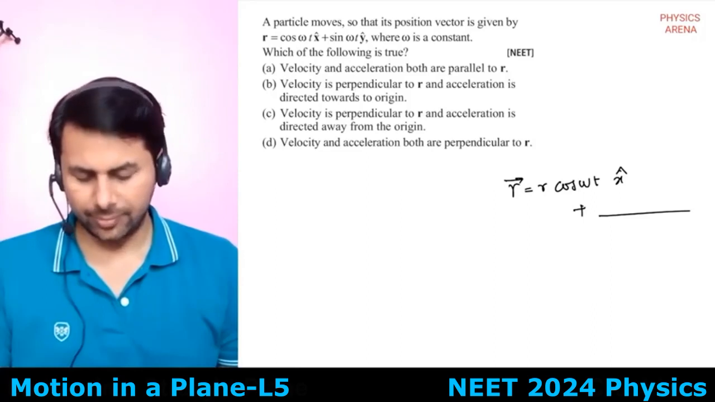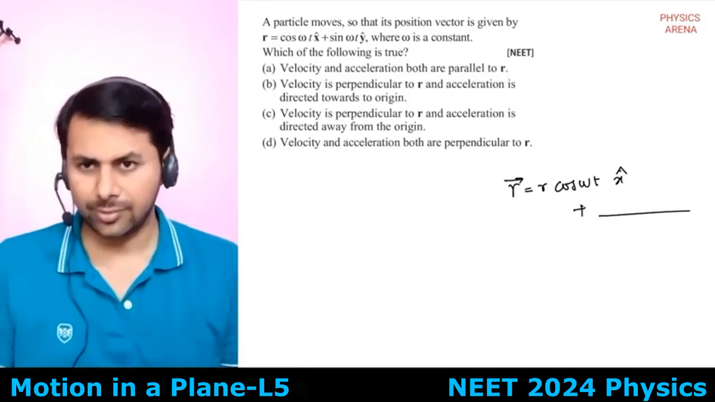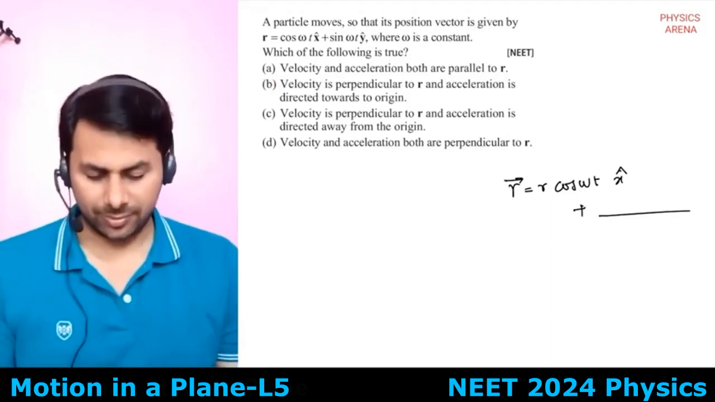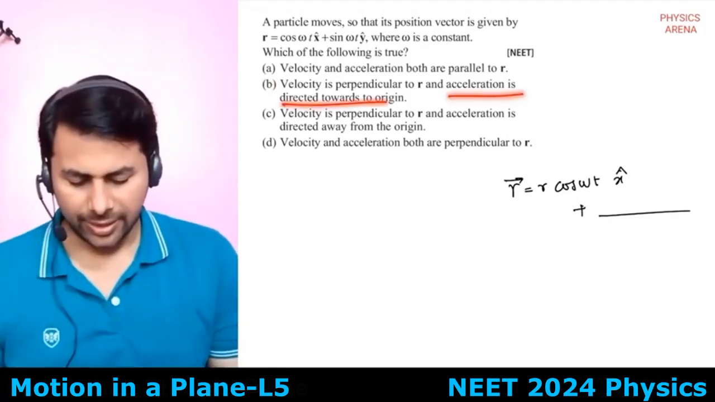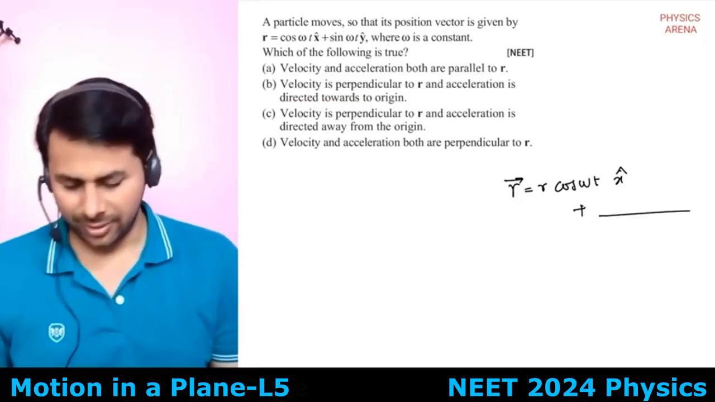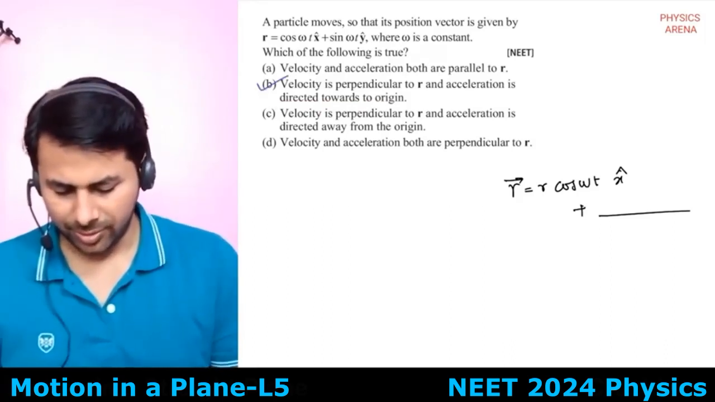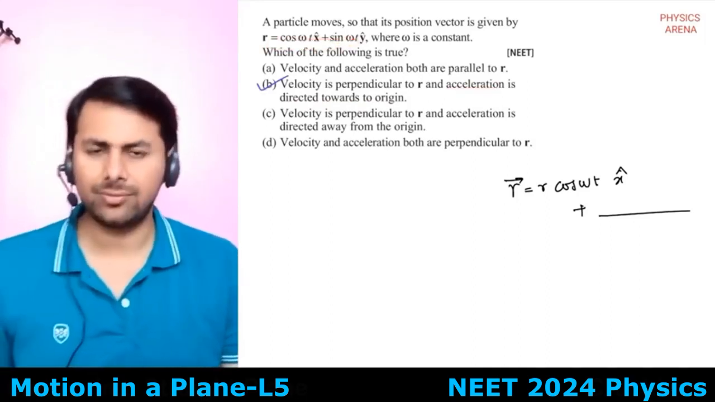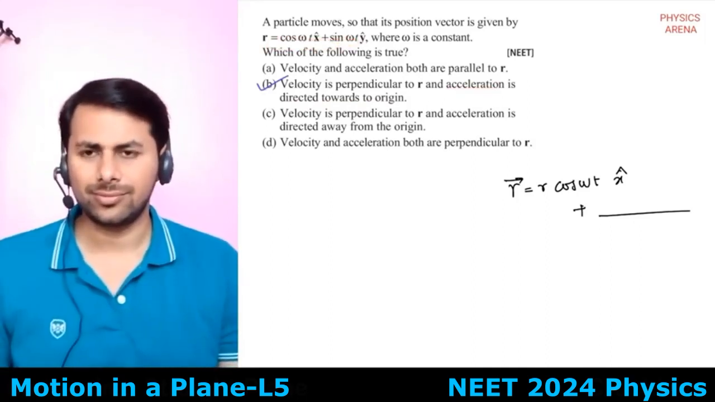It's option B. Velocity is perpendicular to r, and acceleration is directed towards the origin, which is centripetal acceleration. It's option B. Will there be tangential acceleration in this one? Yes or no?